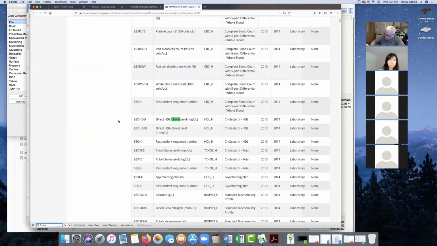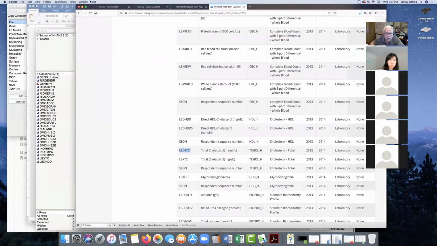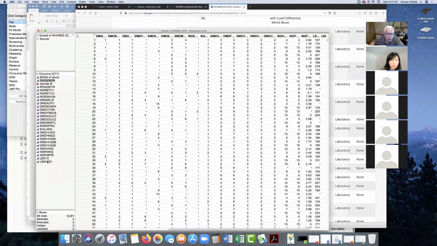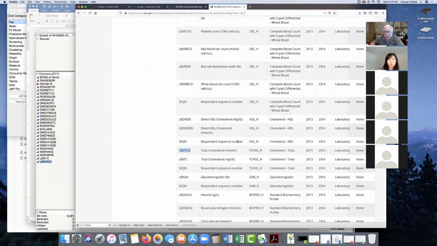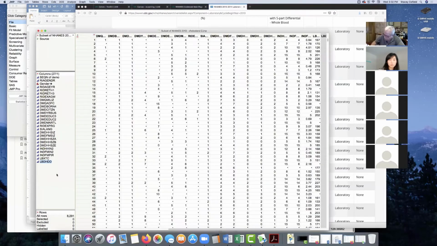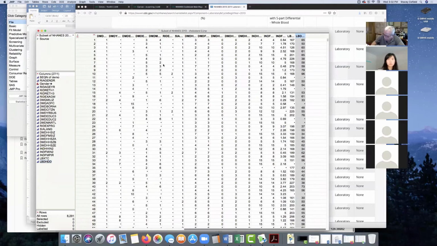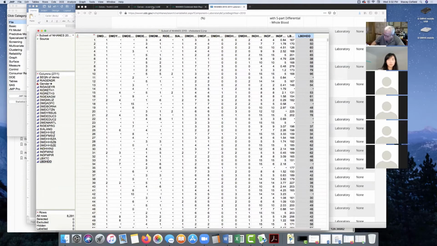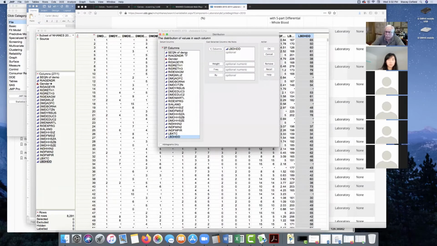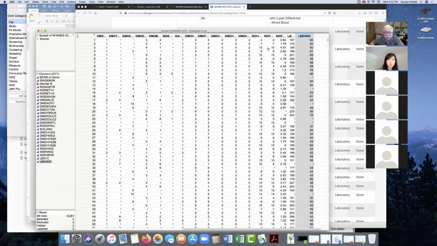Right, so here's the cholesterol, the HDL. The total cholesterol is here, which I think that's, which one? Did we have HDL? Is that what we were looking at here? Yes, okay. It is the HDL. So that's this one, LBD, HDD, which we have over here in our JMP. If we do a distribution on that, which we should also do on gender, to get our idea of what we've got here.